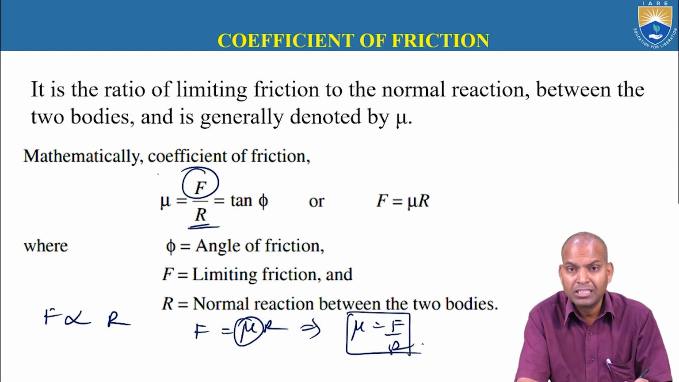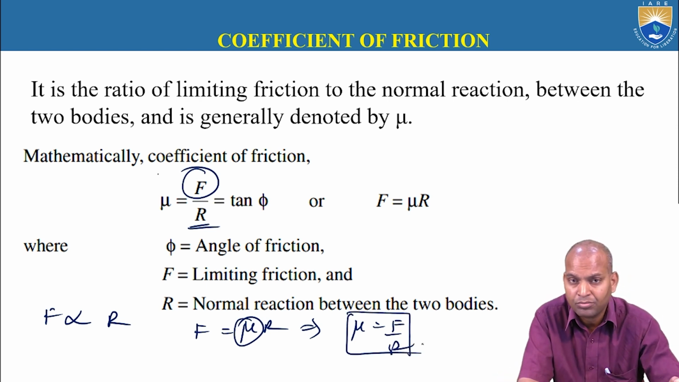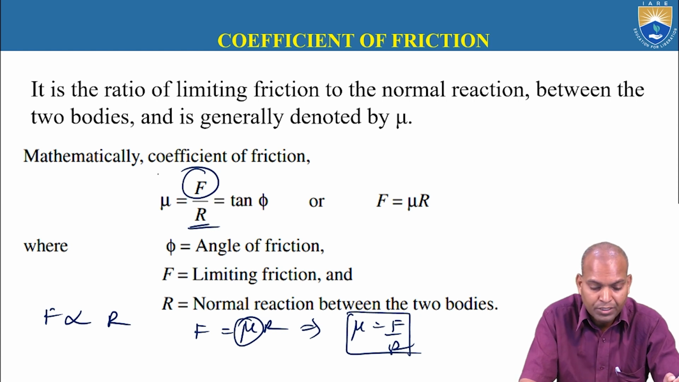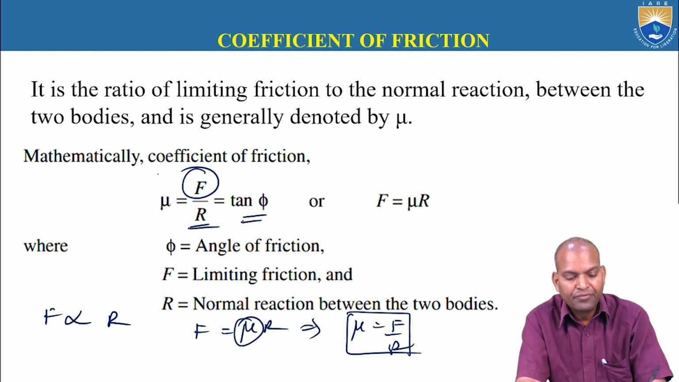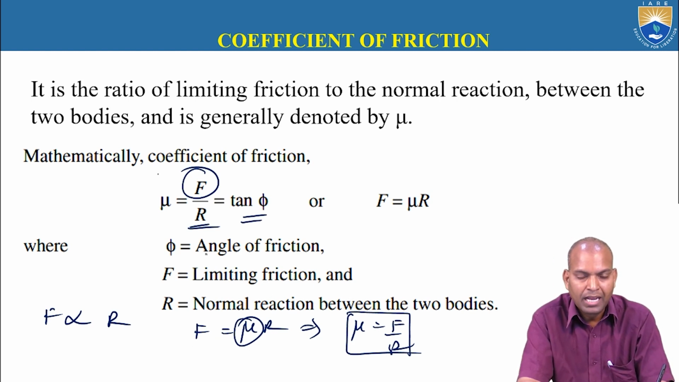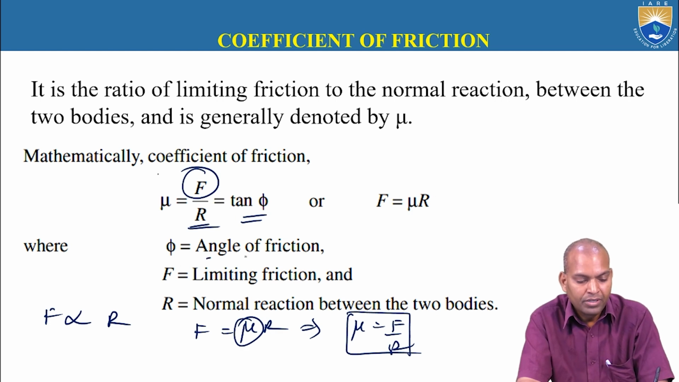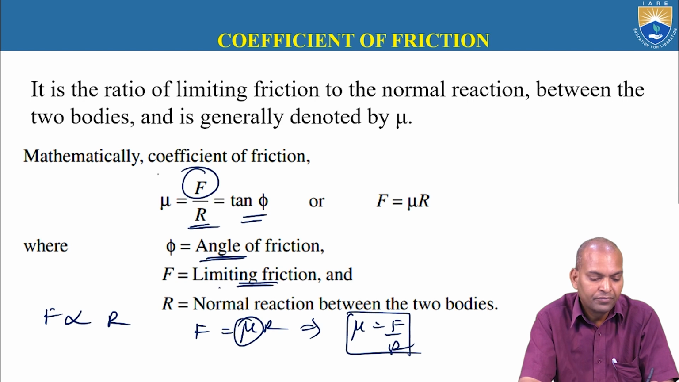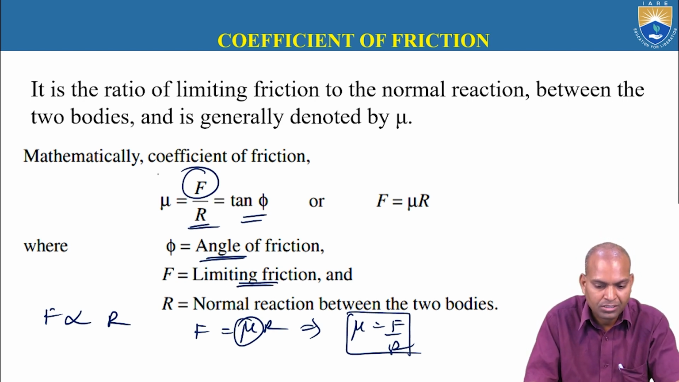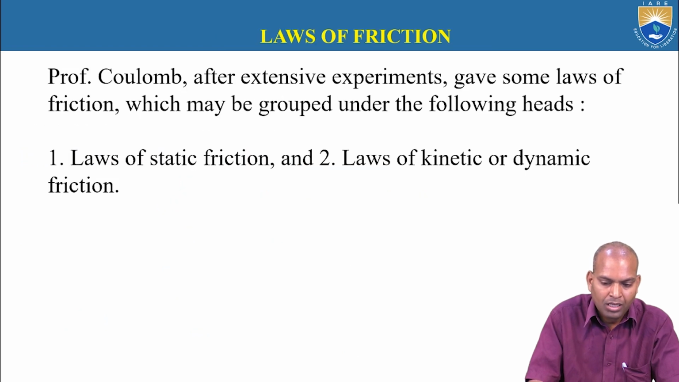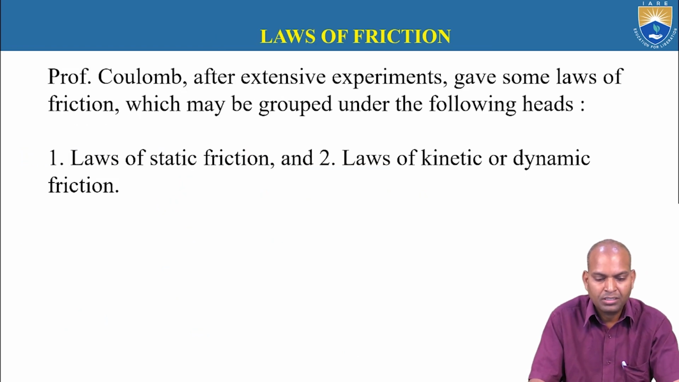Here, what is F? It is not a thrust. It is the limiting, maximum frictional force. In terms of mu, friction can be measured as the coefficient of friction. Another measure is the angle of friction: mu equals F by R, which equals tan phi, where phi is the angle of friction, F is the limiting friction, and R is the normal reaction between two bodies. It's very simple. Now, finally, the laws of friction.